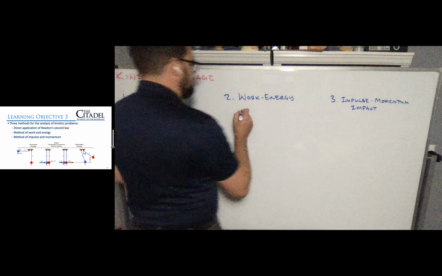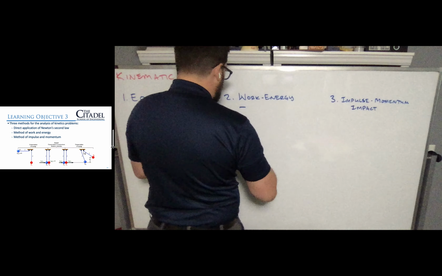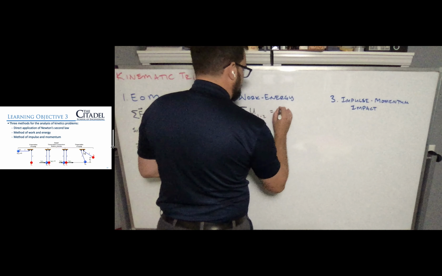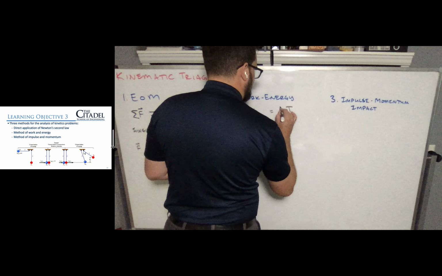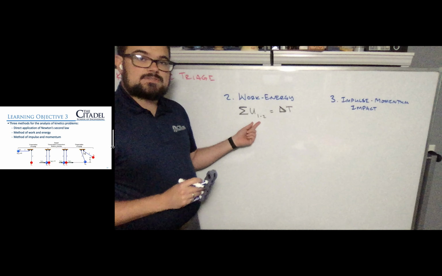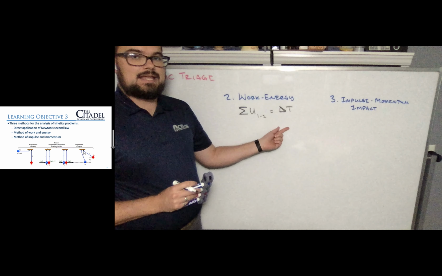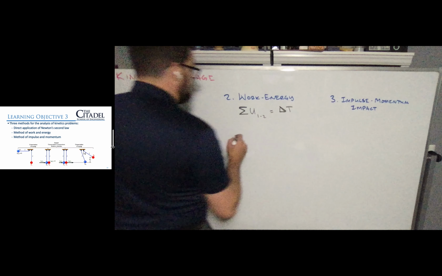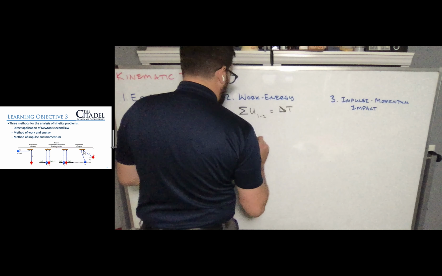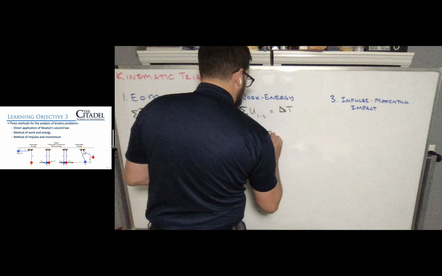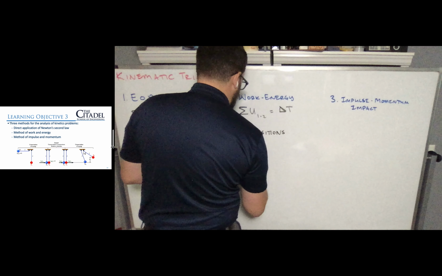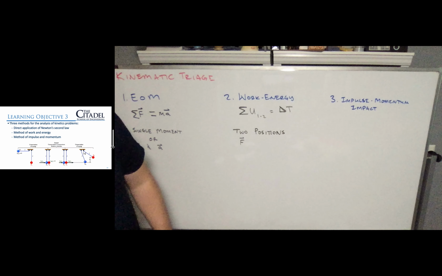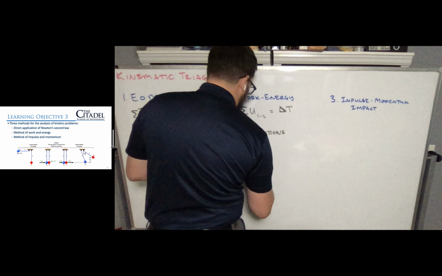Our work energy equation says that the sum of the work moving from point 1 to point 2 is equal to the change in kinetic energy. And so we'll remember that when we talked about work, that's force times displacement, and kinetic energy is based on the velocity of the object. And this is great for when we're looking at two positions, or the change between two positions, and we've been told or asked for something where we have force, where we have displacement, and where we have velocity.